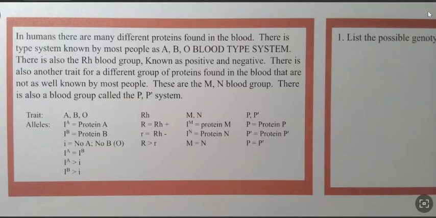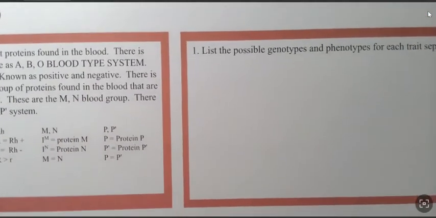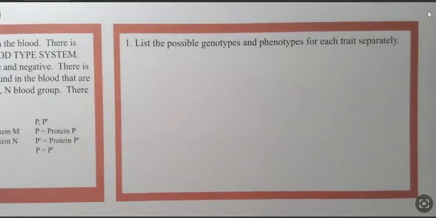Hi everyone. So everybody's been kind of freaking out about blood typing. But I'm going to show you this is actually pretty easy. If you could do the rabbits with the different fur color, this is a piece of cake. Okay, so our first question says list the possible genotypes and phenotypes for each trait separately.